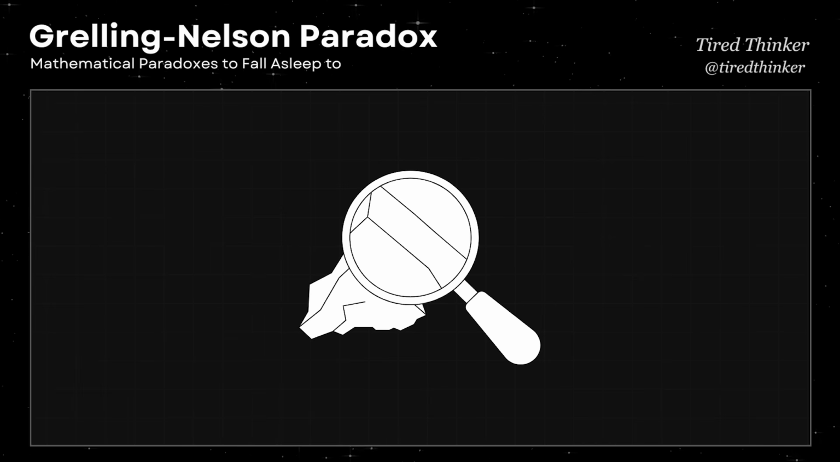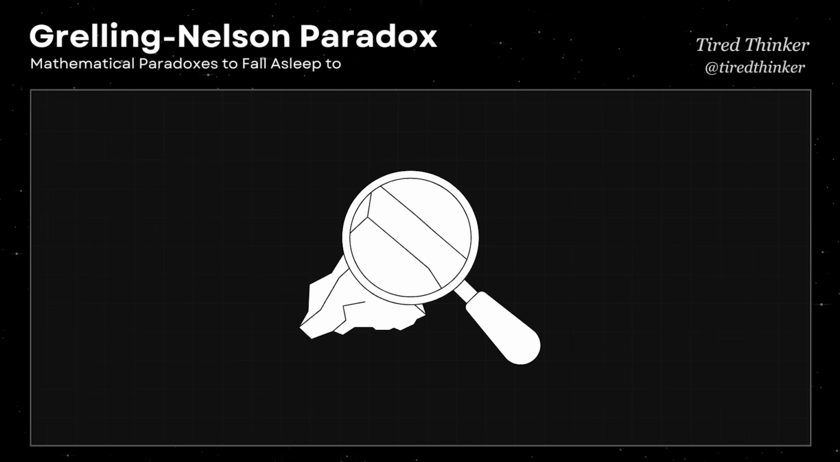If it belongs in the heterological list, then by definition, it does not describe itself, which means it should be there. But if it is in that list, it describes itself as not describing itself, which makes it autological. If placed in the autological list, it should describe itself, but its definition means it cannot.